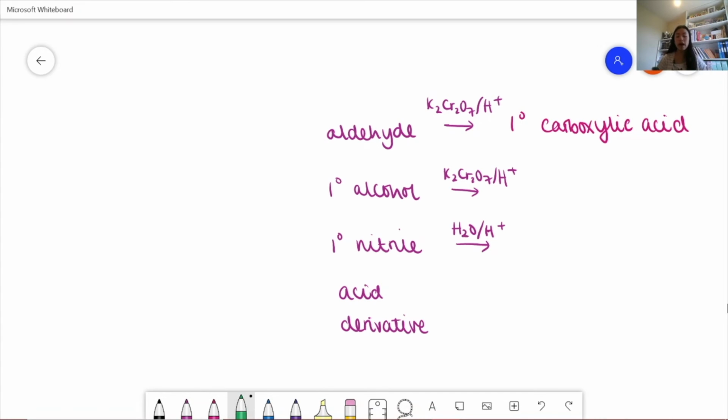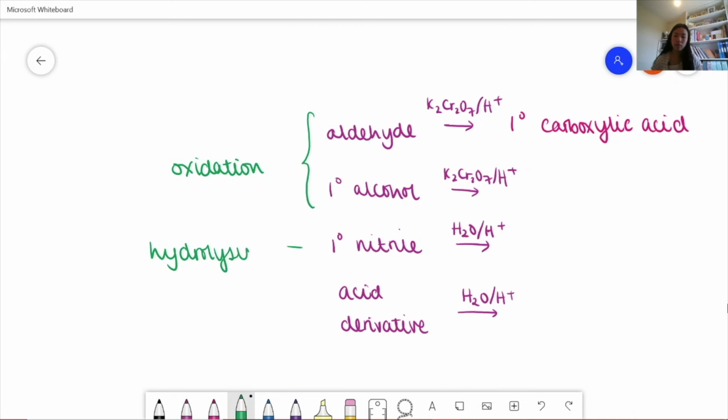And the way we would convert an acid derivative to carboxylic acid would be adding some water. And we actually also use some H+ as a catalyst. So now we can label our reactions. So these first two are oxidation reactions. And then this third one is a hydrolysis reaction. And this last one is an acylation reaction.